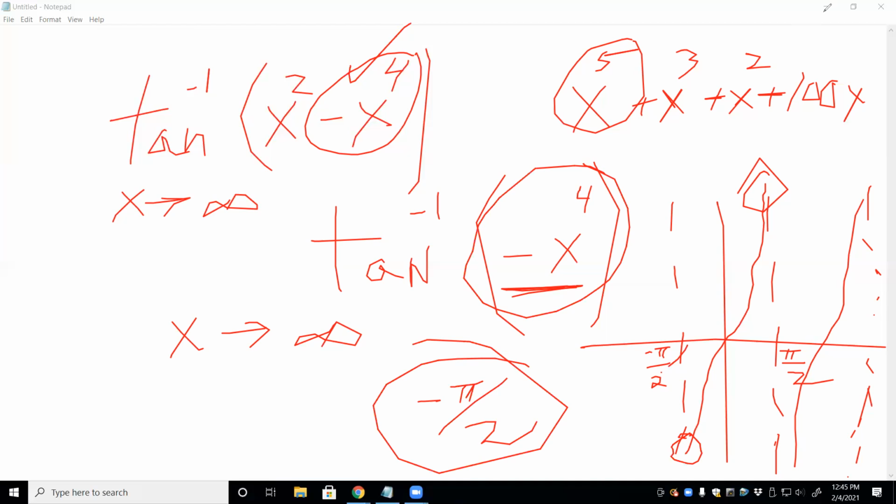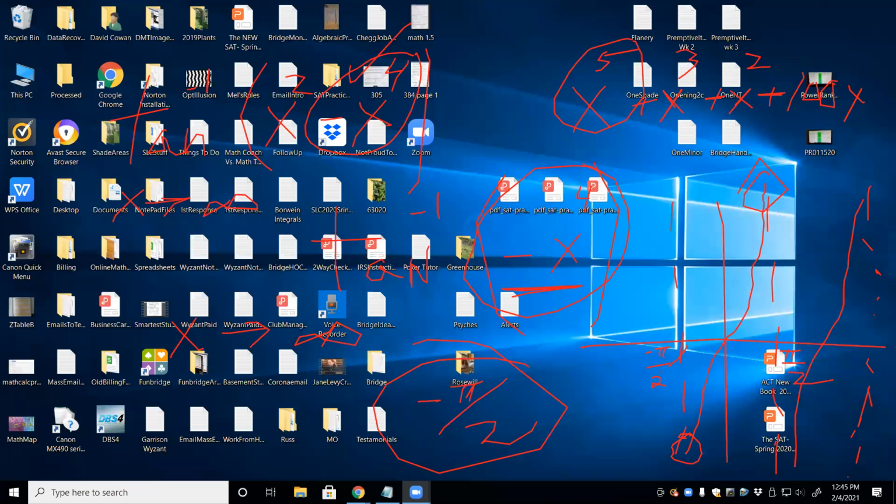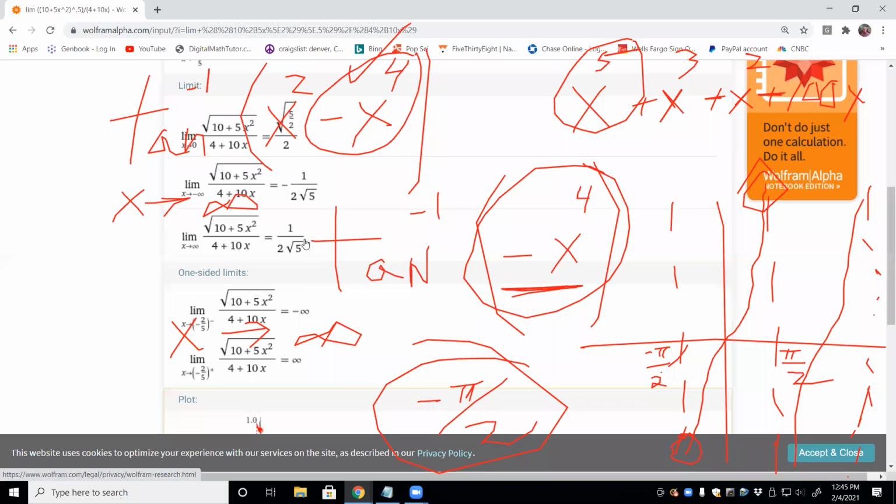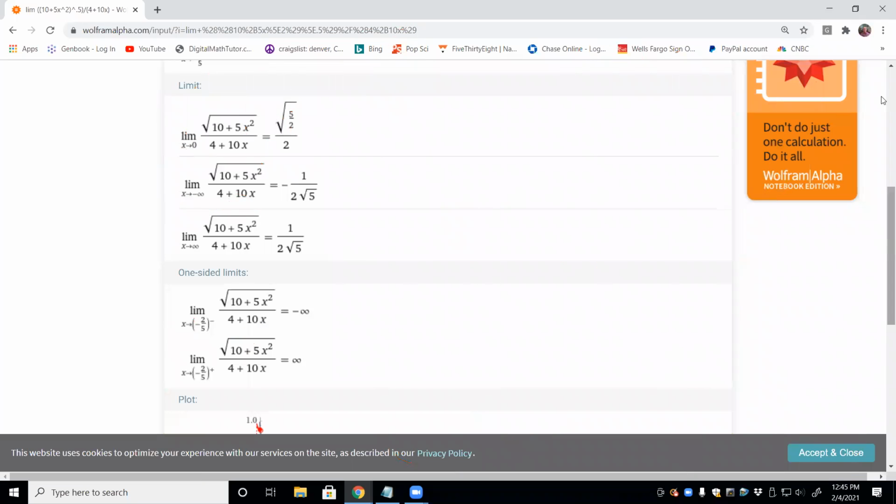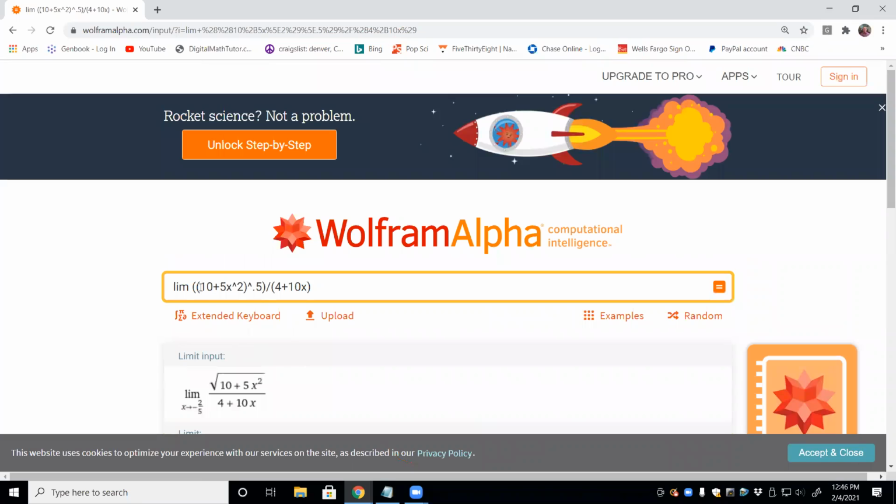And we're going to use Wolfram Alpha. Shouldn't take that long this time. Okay. That's the correct answer. I just typed it in, so that worked.